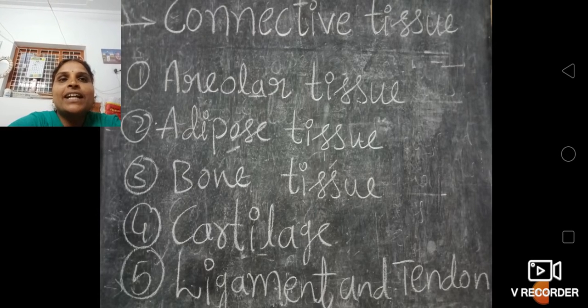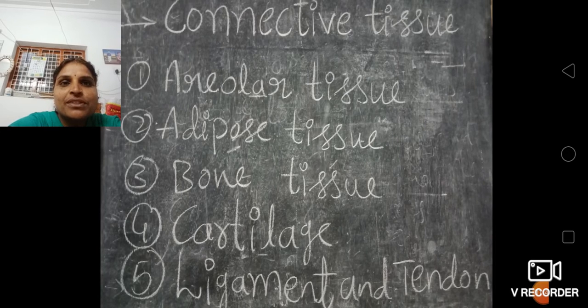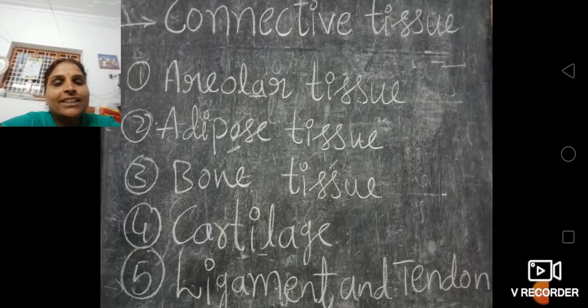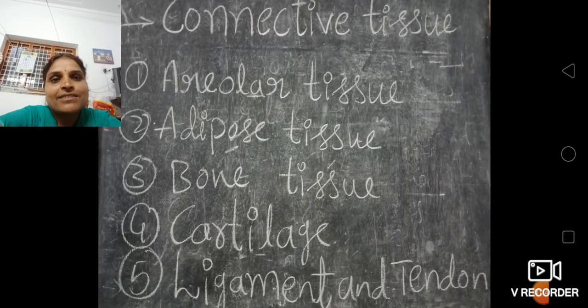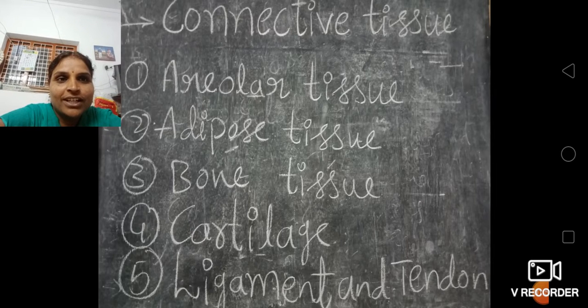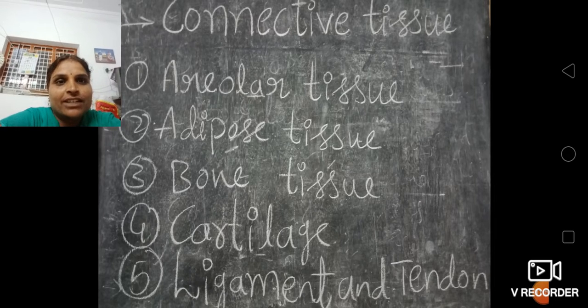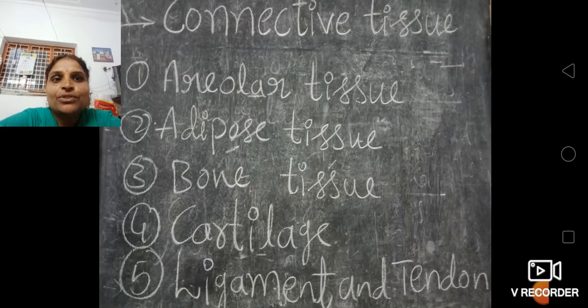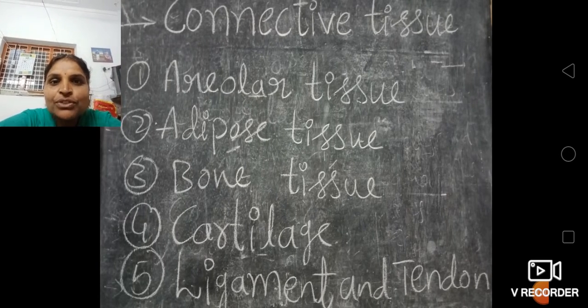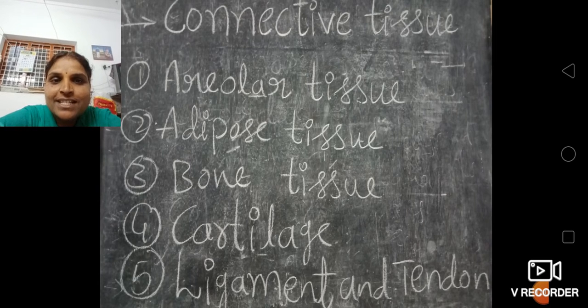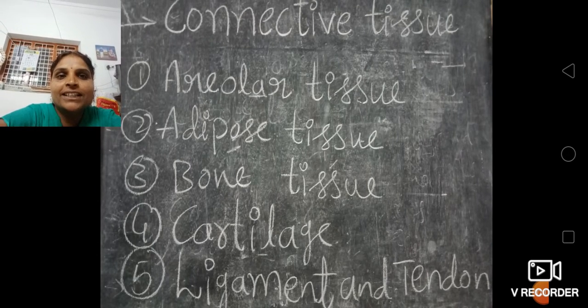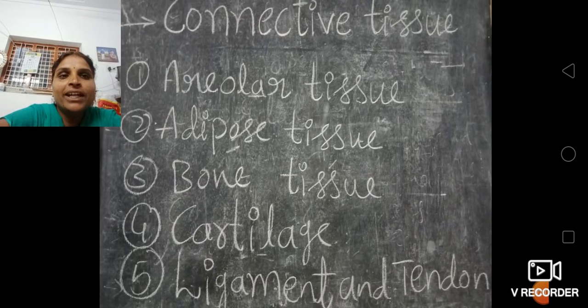There are different types of connective tissues based on their functions. What are they? See in the picture. The first one is areolar tissue. The second one is adipose tissue. The third one is bone tissue. The fourth one is cartilage. The fifth one is ligament and tendon. We are going to learn one by one.